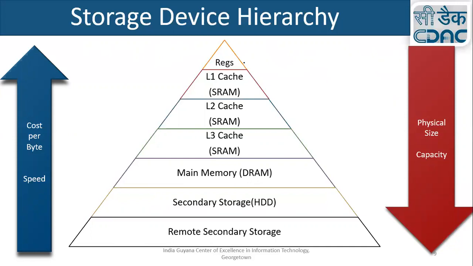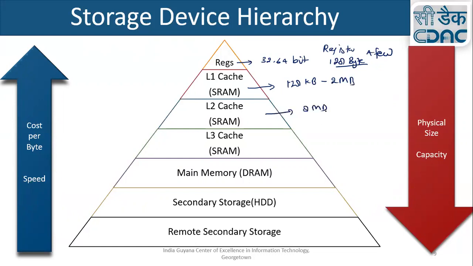What is the size of a register? Generally 32 to 64 bit. Some registers size up to 128 byte, but only for certain types. Then L1 cache, some 128 KB to 2 MB, up to 8 megabyte. L2 cache, 16 to 32 megabyte, that is L3 cache. Up to this point, these lie inside your CPU.